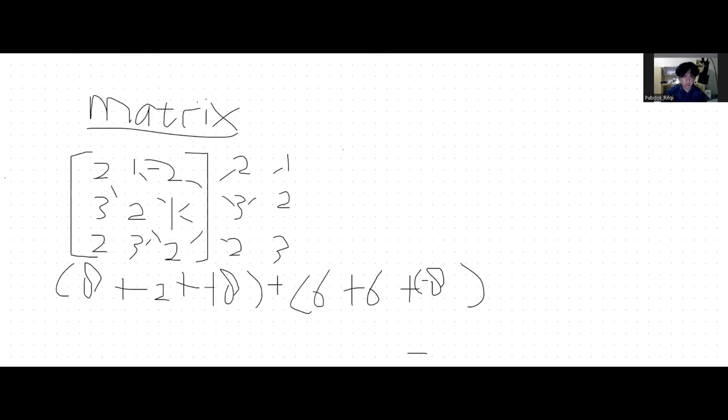Now, after that, we add all of them up, this here and here. 8 plus 2 is 10. 10 plus 18 is 28. 6 plus 6 is 12, and 12 plus 8 is 20. This is not supposed to be plus, it's supposed to be minus right here. So after we add all up, this was 28 and this was 20, meaning that 28 minus 20 is 8.